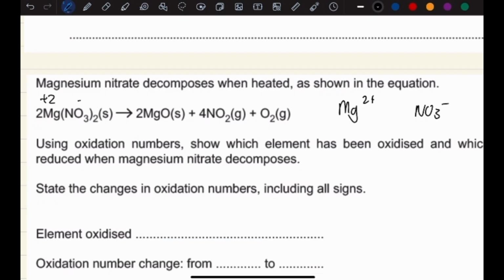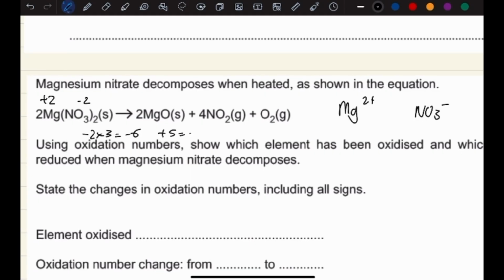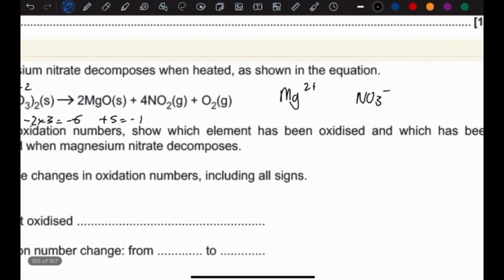So we know oxygen is going to be -2. -2 times 3 is equal to -6. And remember, it's a -1 ion, so we just need to add the 5 and we'll get -1. So nitrogen here is +5. Cool. Let's look on this side. Oxygen is -2 here. -2 times 2 is equal to -4. So the nitrogen here must be +4. We can see a change.